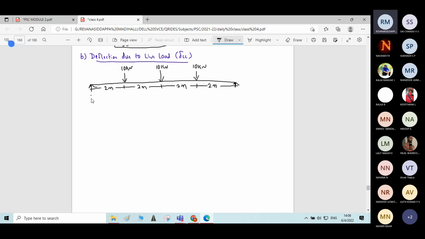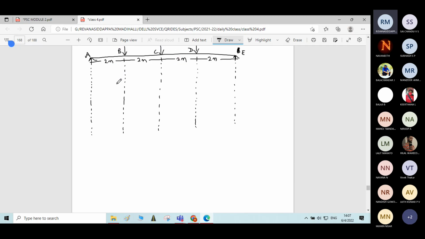Now for this loading condition, we have to develop the BMD or bending moment diagram. We'll develop the bending moment diagram using first principles, meaning finding the reactions at the supports, finding bending moments at each individual point, and drawing the bending moment diagram. First you find reactions at the supports. Let me call this point A, B, C, D and point E. Now find the reactions at A and E first.